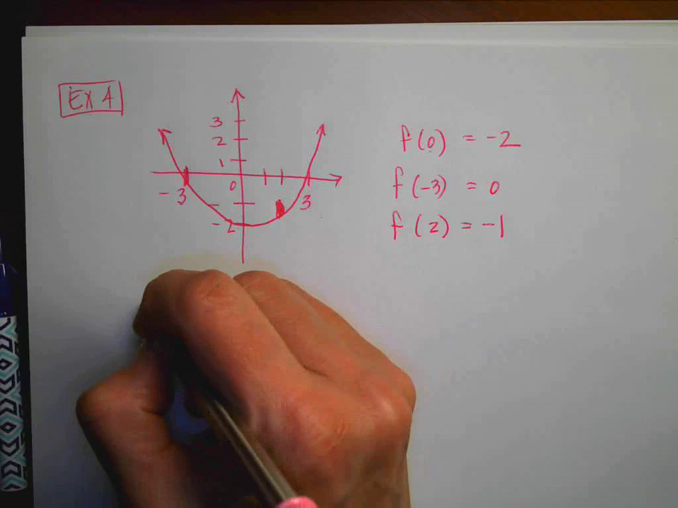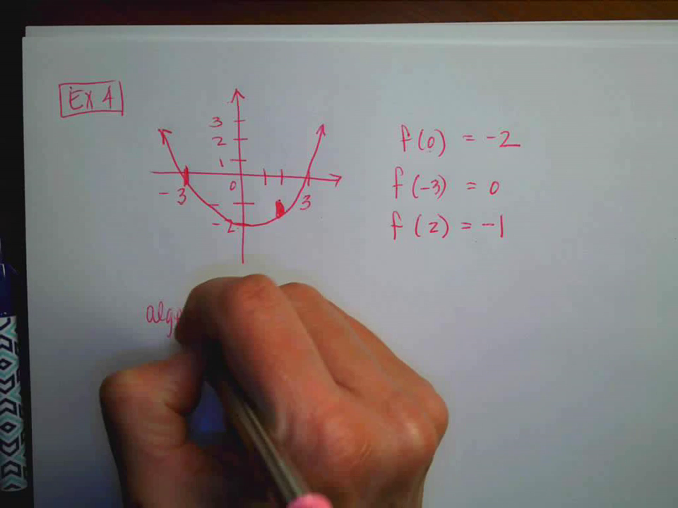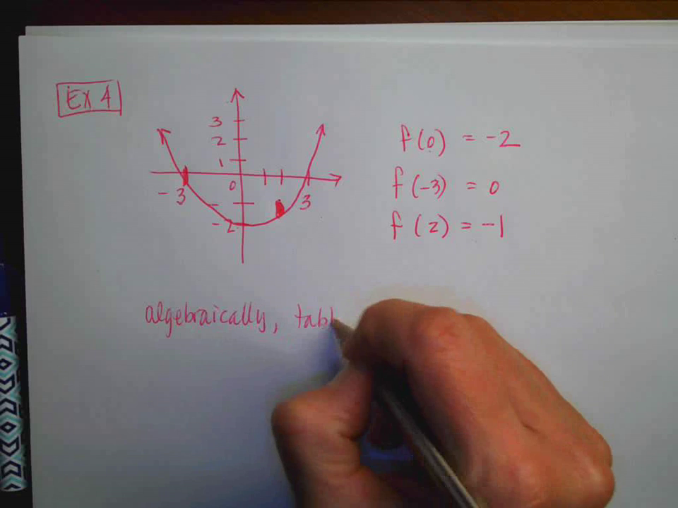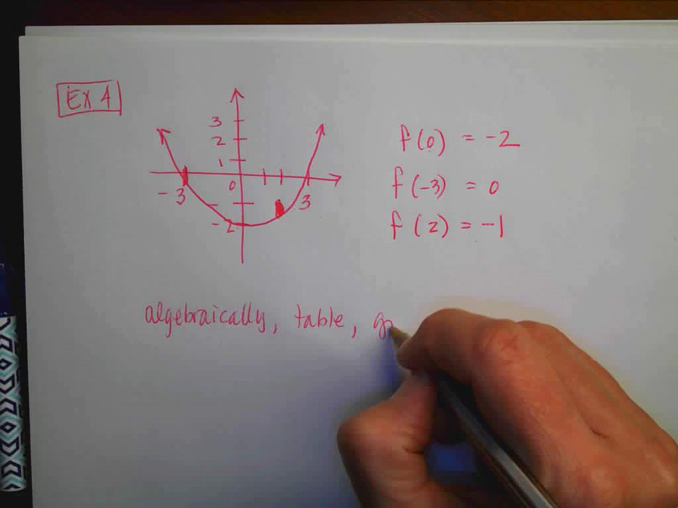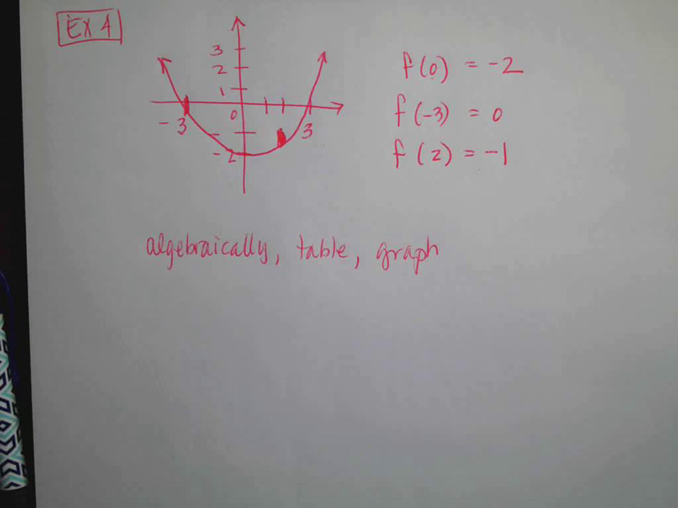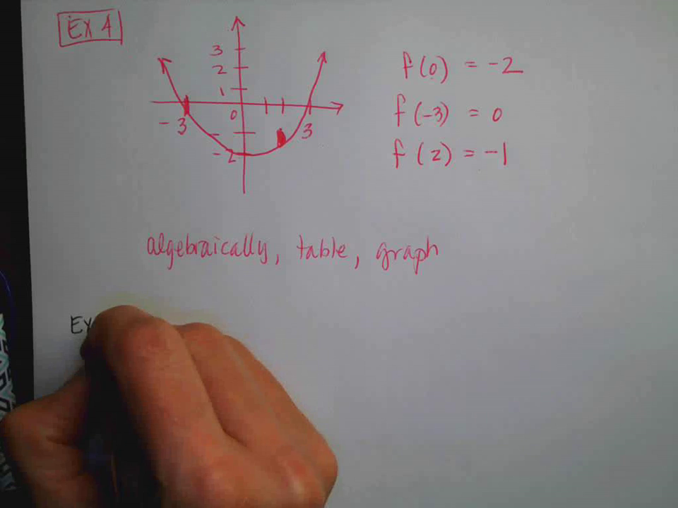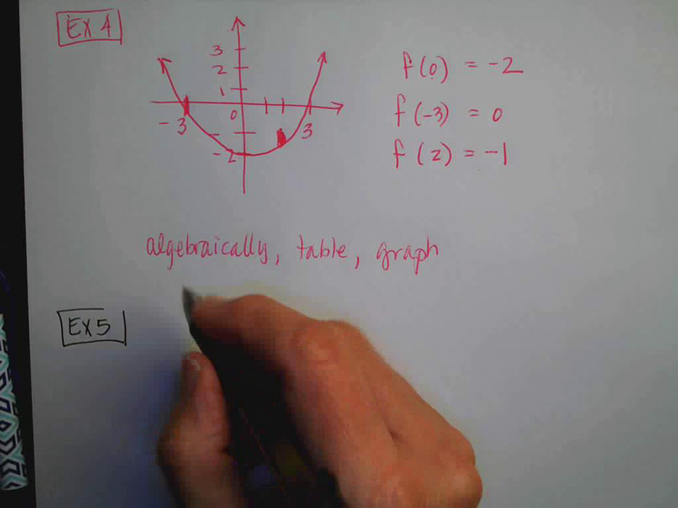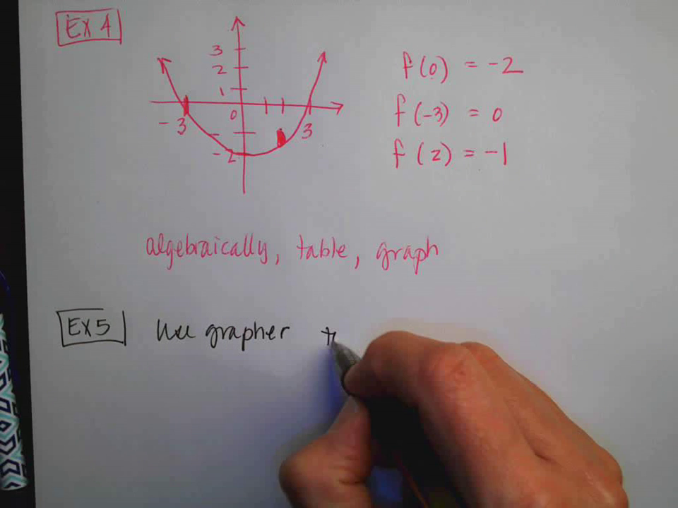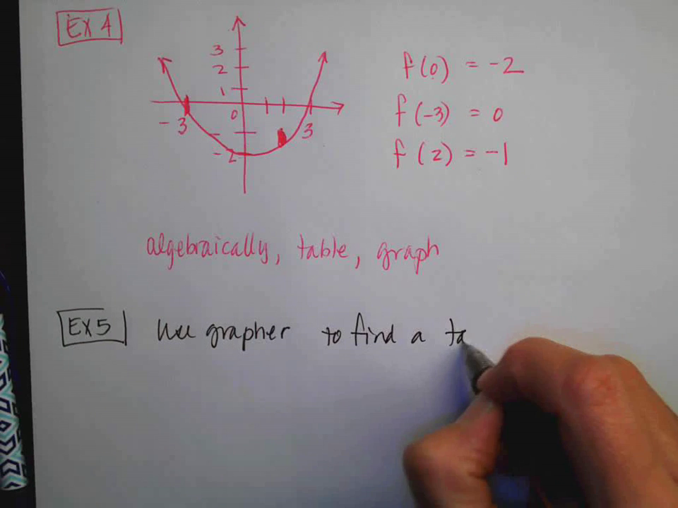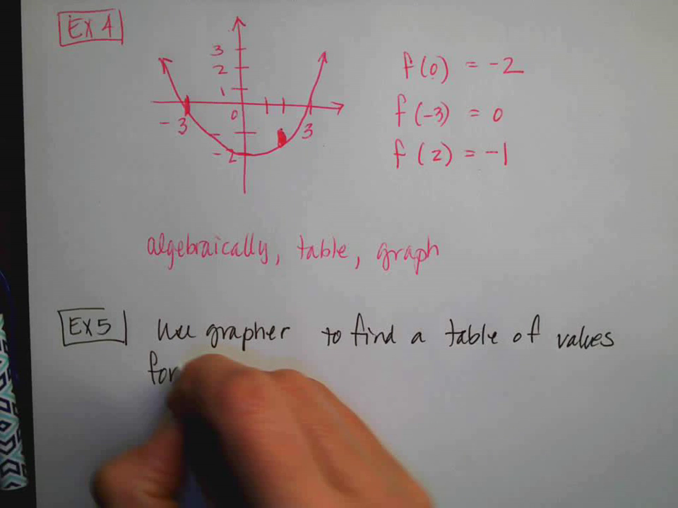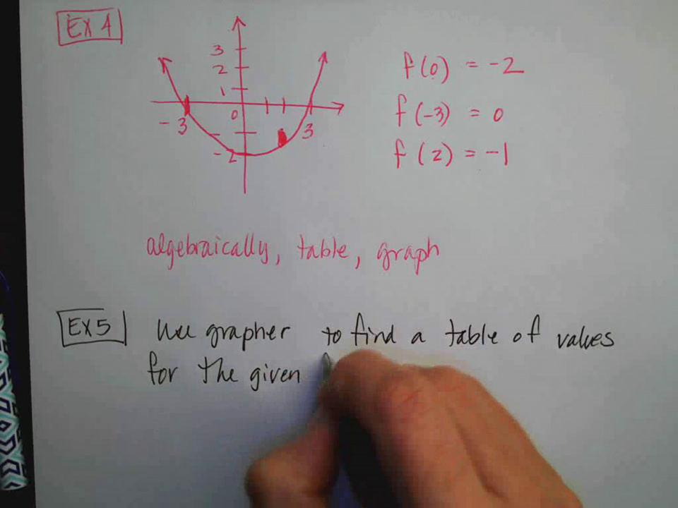So we've looked at several different examples. We've evaluated functions algebraically. We've also done evaluation from a table. And then we did our last one from a graph. The graphs that you will do on the worksheet will just look much nicer. So our last example for today, example number 5, says use your grapher to find a table of values for a given function.